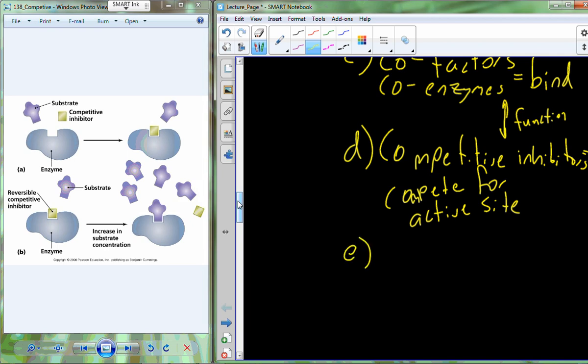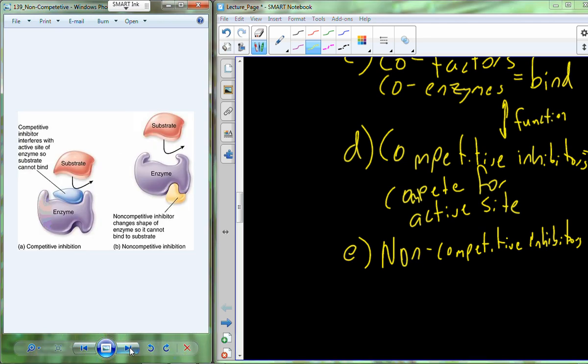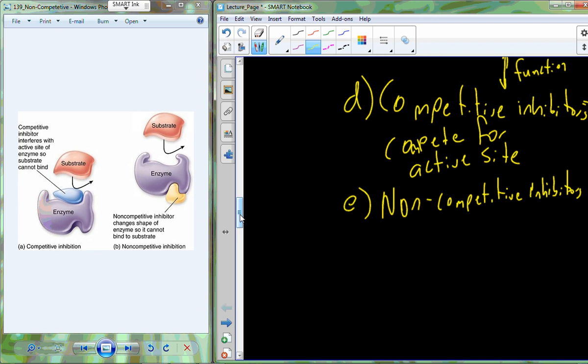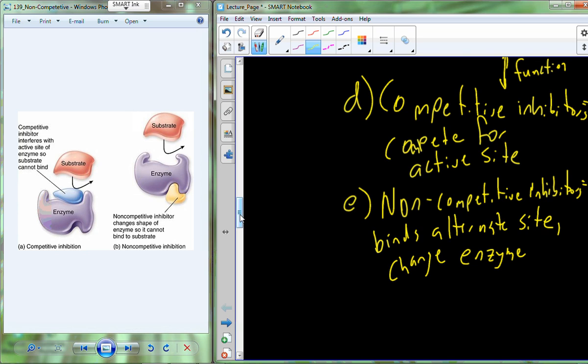But we also can have non-competitive inhibitors. In the case of a non-competitive inhibitor, here's a competitive, over here's a non-competitive. So we're going to bind a regulatory site. So this particular cofactor is binding at the regulatory site. So it binds this regulatory site or alternate site, and when it does, every time we bind a protein with something, we change its shape, which leads to a change in its function. So the non-competitive inhibitor is going to change the enzyme shape, resulting in a decrease in enzyme function.